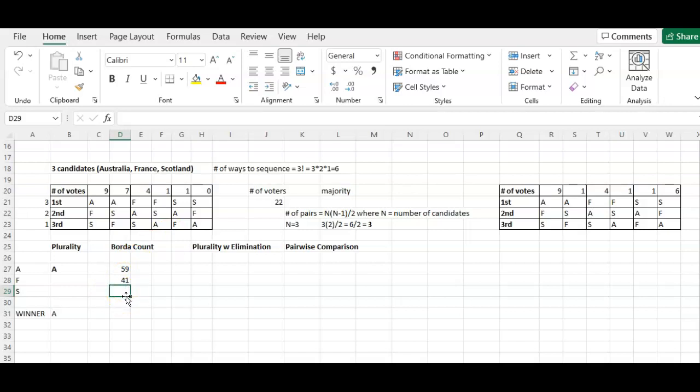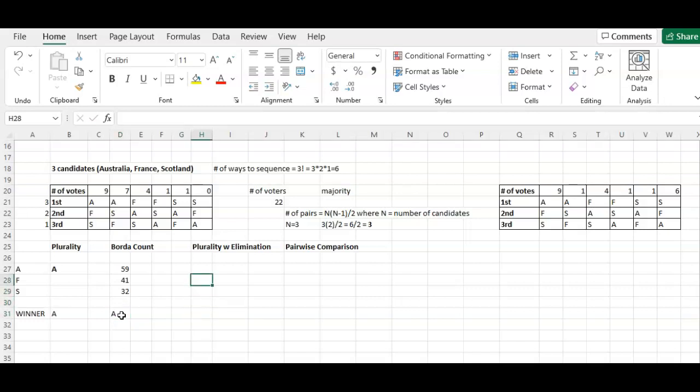And lastly, we'll do Scotland. Scotland received 9 votes at 1 point. And Scotland received 2 points for 7 votes, so that's 14. And then Scotland received 1 times 4 is 4. And Scotland received 1 times 2 is 2. And Scotland received 1 times 3 is 3. So we calculated the points for each of the candidates, and as you can see, the most points is 59. So again, using the Borda count method, A is our winner.